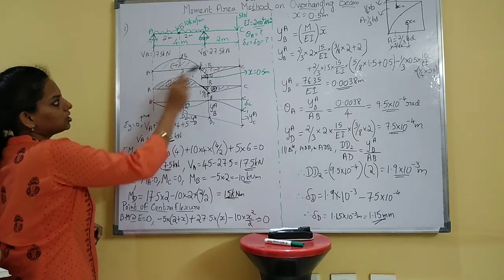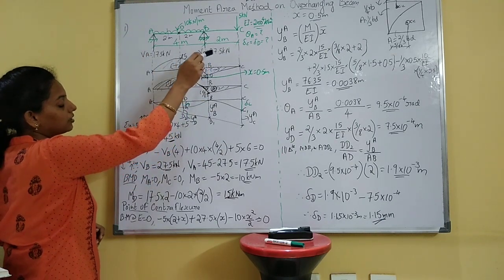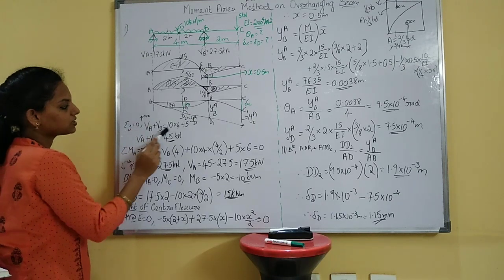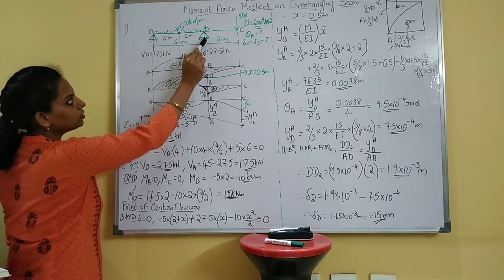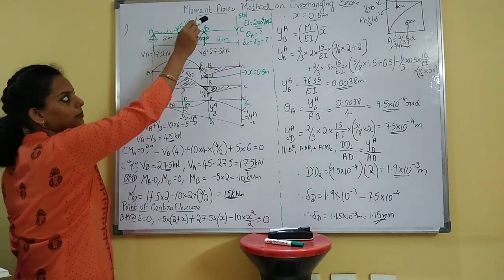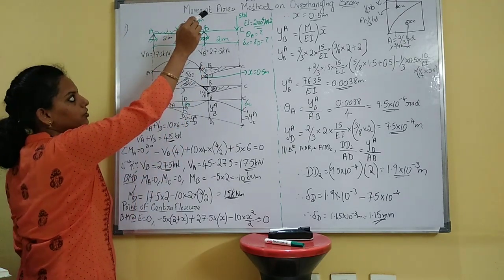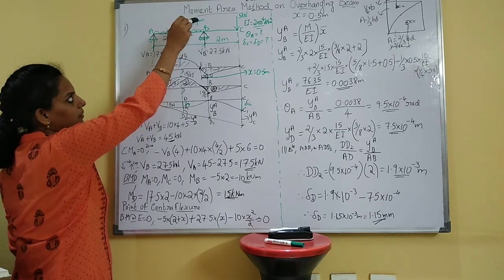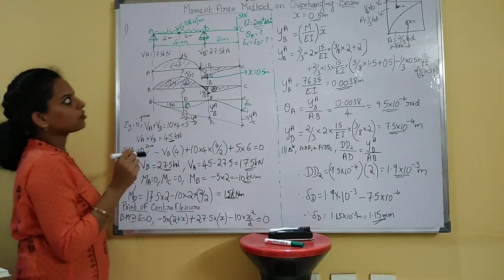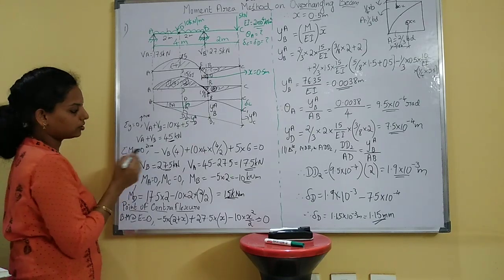So first, find out the reactions. Summation of y equal to 0, upward as positive: VA plus VB equal to 10 into the distance, that is 4, plus 5. This is in kilonewton per meter, so you have to convert into kilonewton. So just multiply by the distance. That is the conversion from UDL to point load.